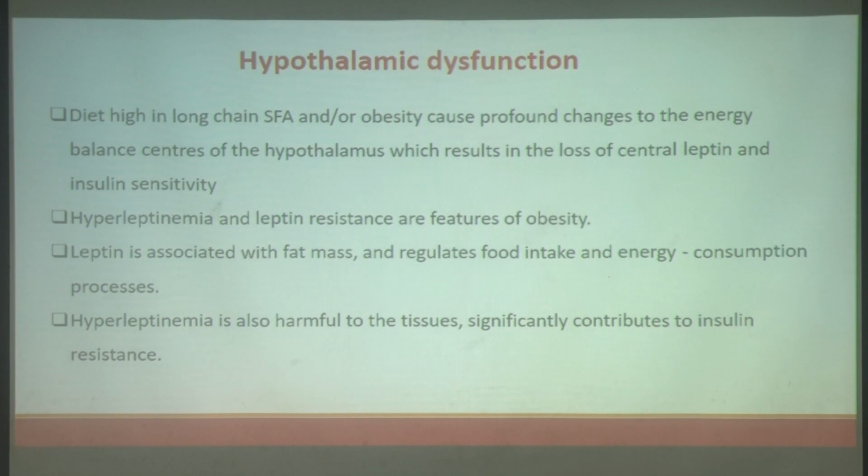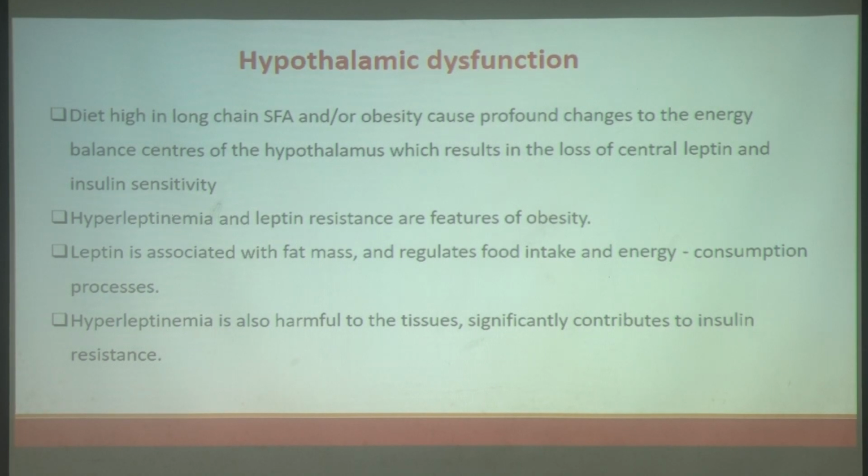We all know that it's a vicious cycle. It contributes to each other. So diets high in long-chain saturated fatty acids, and obesity, can cause profound changes in the energy balance by altering the signals from the hypothalamus. How does it happen? That is mainly because of the signals to leptin, and you have hyperleptinemia, and in fact you have leptin resistance also.